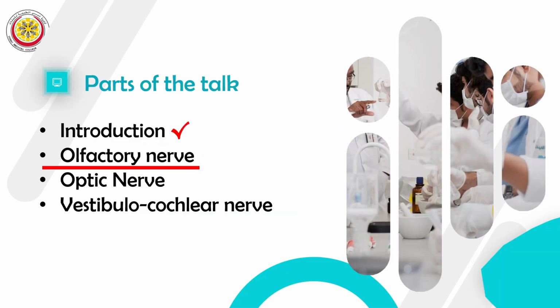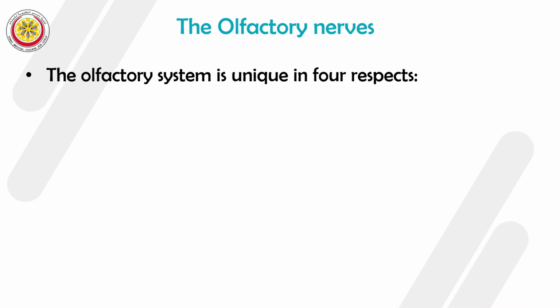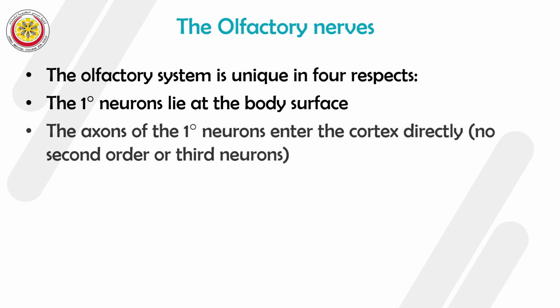Okay, olfactory nerve. We already started talking about it. How many neurons? One. Only one. But this is not the only difference between olfactory and other pathways. There are other differences. The olfactory system is very unique, or olfactory pathway. The first order neuron lies at the body surface. No other first order neuron is found right on the surface. This one is exposed to the surface.